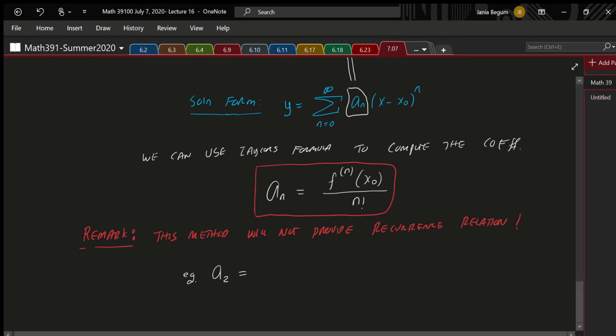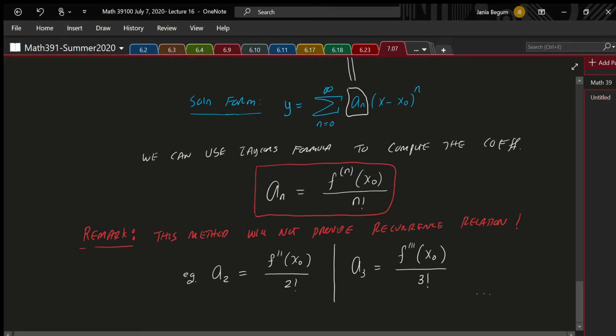So if you think about it, this is just the second derivative of the function evaluated at x naught over 2 factorial. Do you see the connection? And if I want a3, then we can say, oh okay, that's just the third derivative evaluated at x naught over 3 factorial, and just keep going.